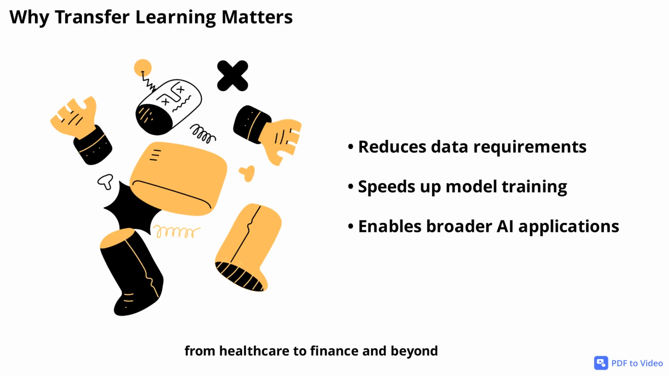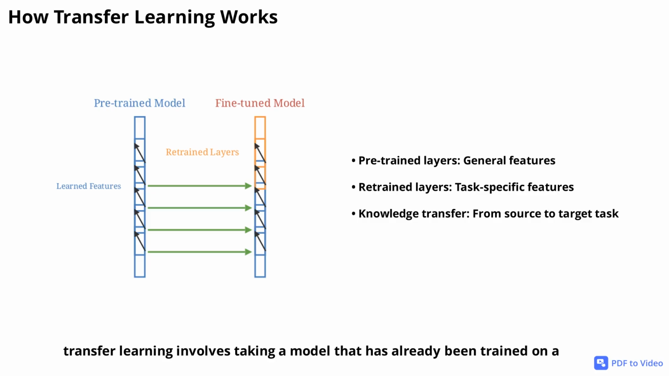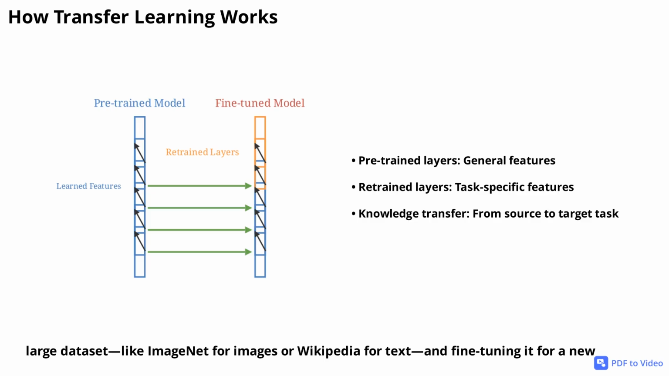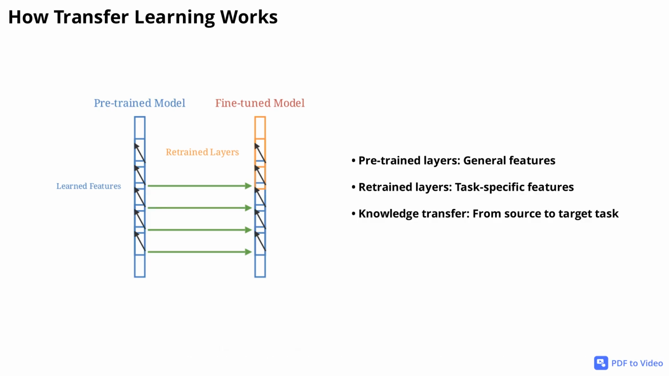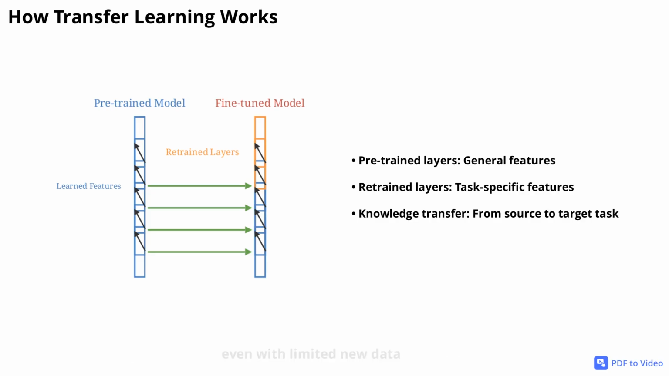to finance and beyond. At its core, transfer learning involves taking a model that has already been trained on a large dataset, like ImageNet for images or Wikipedia for text, and fine-tuning it for a new but related task. The model's early layers, which have learned general features, are kept, while the later layers are retrained to specialize in the new task. This process allows the model to quickly adapt and perform well, even with limited new data.